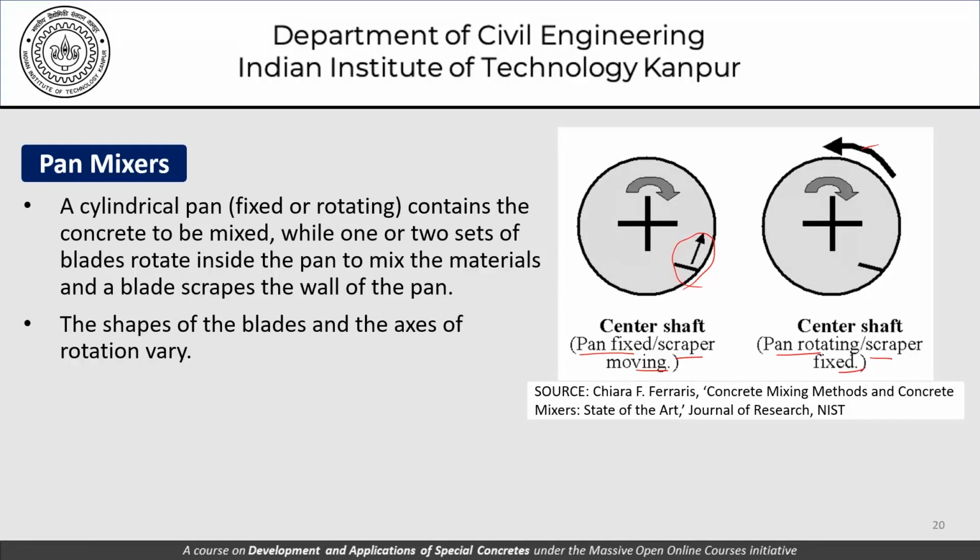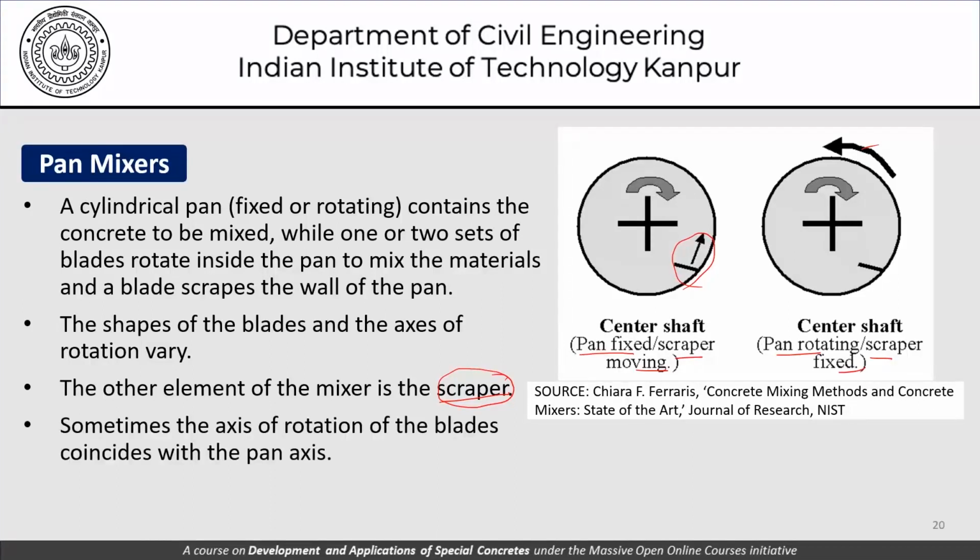The shapes of the blade and the axis of rotation could vary. The other element of the mixer is this scraper. So this scraper plays a very important role in determining the efficiency or the efficacy of a pan mixer. Sometimes the axis of rotation of the blades coincides with the axis of rotation of the pan.